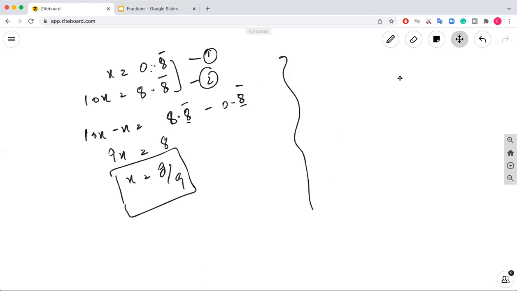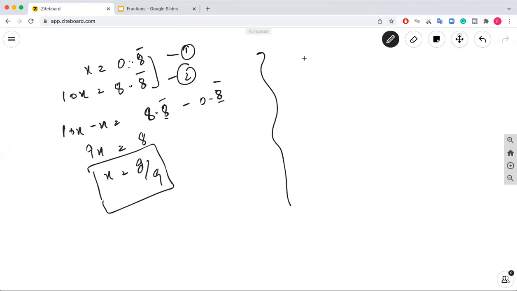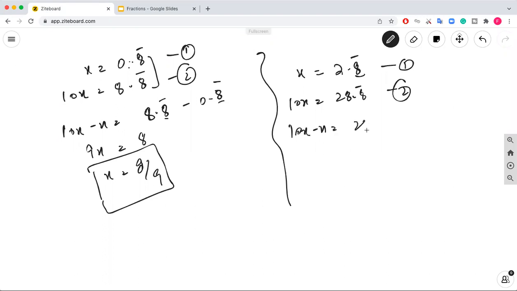Now let's increase the difficulty of this. For example, if I call x is equal to 2.8 bar, right? Now again, I have to multiply with 10 because I want the repeating digit on the left side of the decimal point as well. So 10x is equal to 28.8 bar, right? And if I subtract these, this will be 10x minus x is equal to 28.8 bar minus 2.8 bar. So this will be 9x is equal to 26 and x will be 26 by 9.